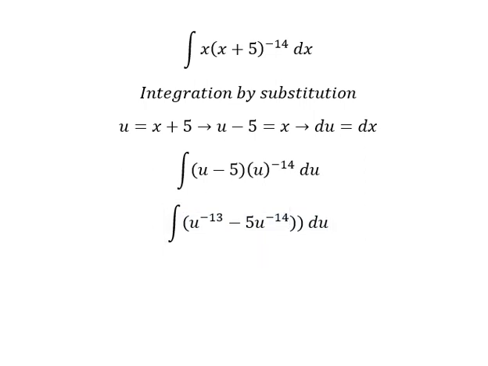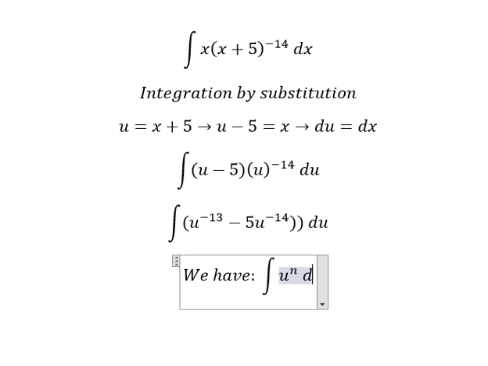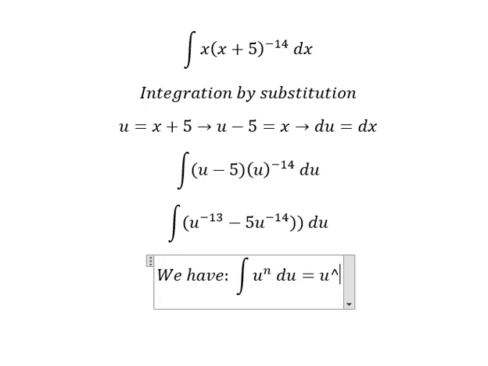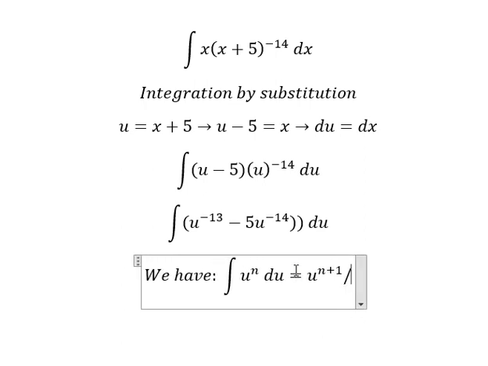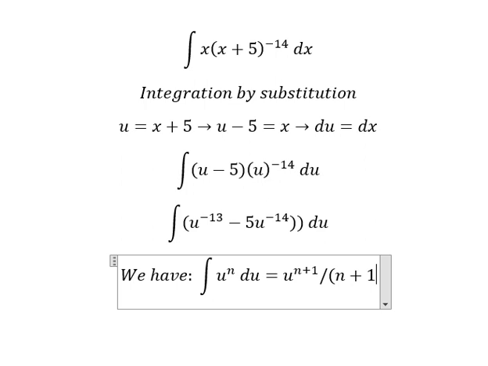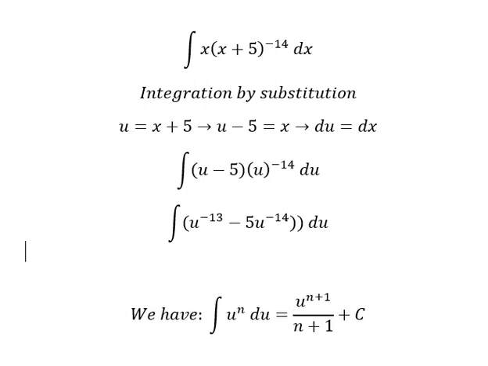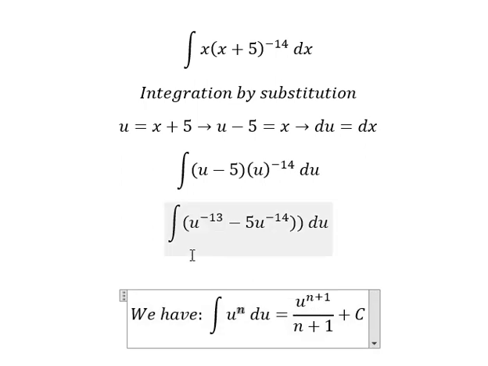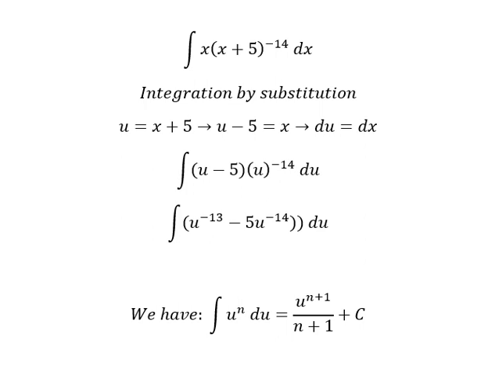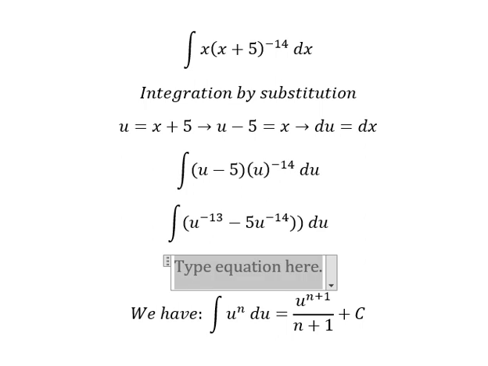And now we can apply the formula in here. So we put negative 13 here. So negative 13 plus 1, we have negative 12. So that should be like this.